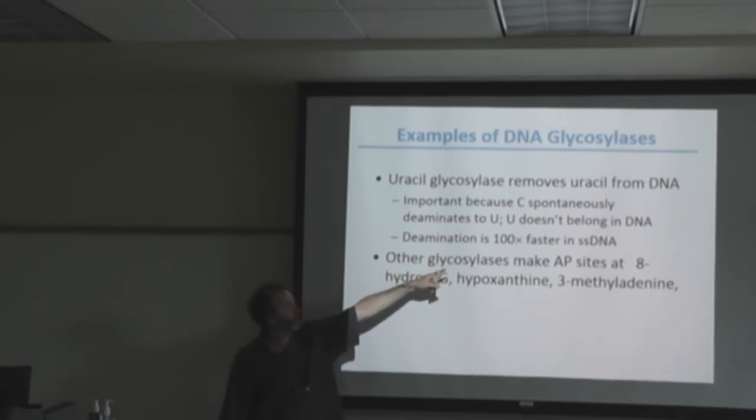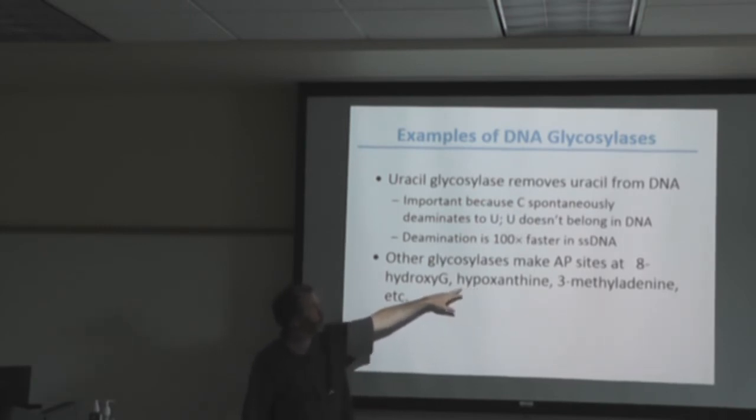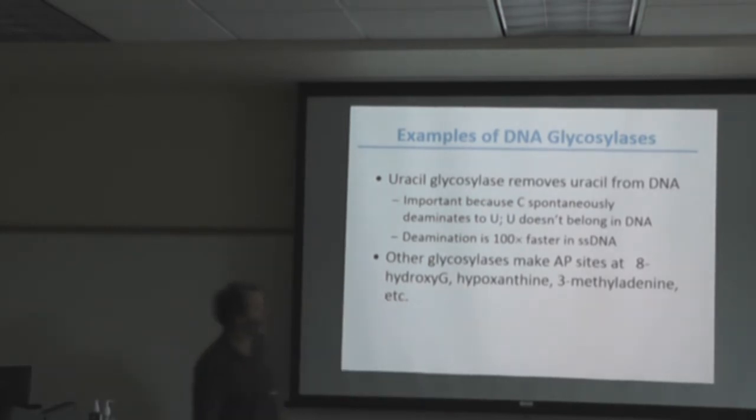Deamination is about 100 times faster in single-stranded DNA than it is in double-stranded, right? Does that make sense? For double-stranded DNA, that amine group is pretty much occupied forming those hydrogen bonds. And they're stacked against each other, so there's not a lot of space for water to get in there and replace that amine group, right? So other glycosylases make AP sites at 8-hydroxy Gs, hypoxanthine, and 3-methyladenine, etc., other damaged bases. But uracil glycosylase recognizes the deaminated Cs.